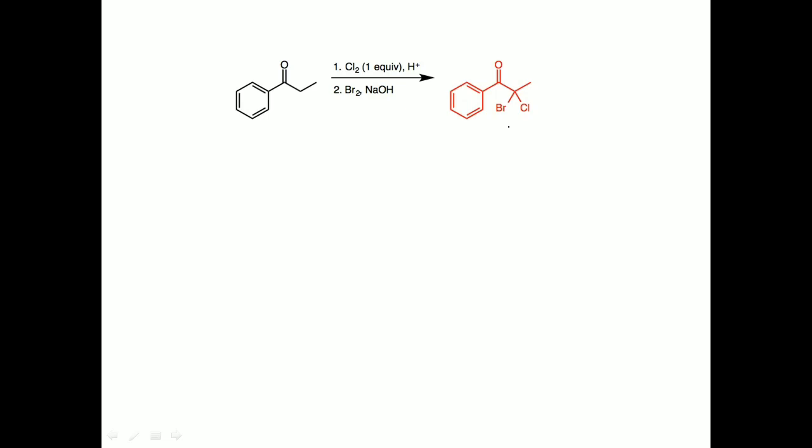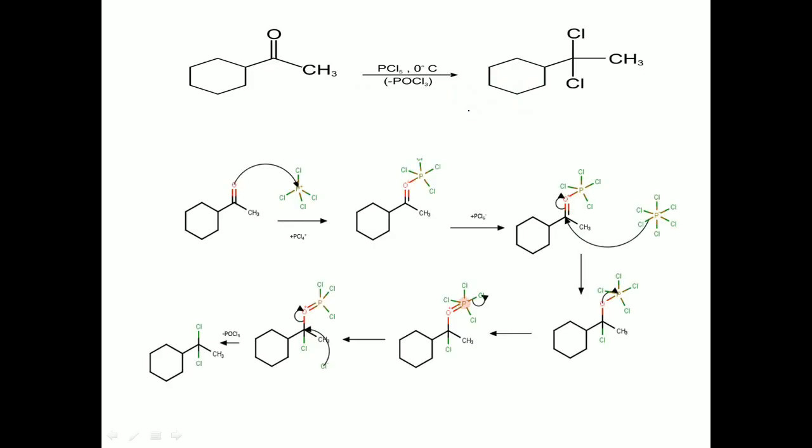Next in this case, first in acidic medium, one hydrogen is replaced by the Cl. In a basic medium, another hydrogen is replaced by the bromine. This is the product. Okay, next, this is another type of reaction. The carbonyl compounds on reaction with PCl5, we will get the gem-dihalide. Okay, it's not an alpha halogenation. That carbonyl group is converted to a gem-dihalide. Of course, this is the mechanism of this reaction.